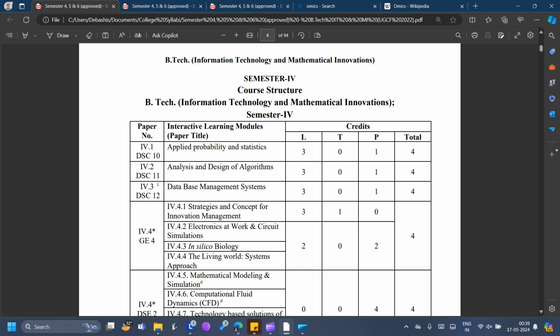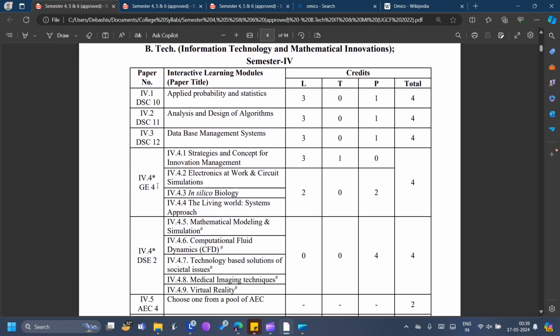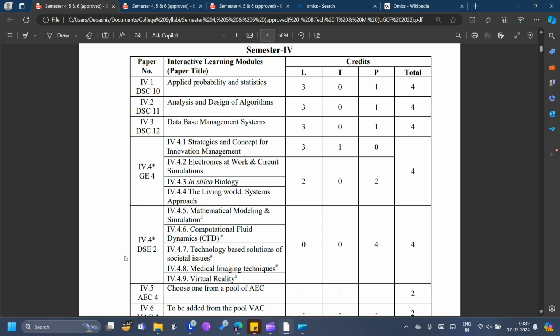And if you see on the left, like you see 4.1, 4.2, 4.3, it means these are the courses, like semester 4 course 1, semester 4 course 2, semester 4 course 3. Now, GE refers to a generic elective, DSE refers to a discipline-specific elective. Now see this, GE has only one code name given to it, 4.4, and DSE also has one code name given to it, 4.4. What does that mean? It means among the GEs and the DSEs which are being offered, you can choose one course. That's why it's just called 4.4.